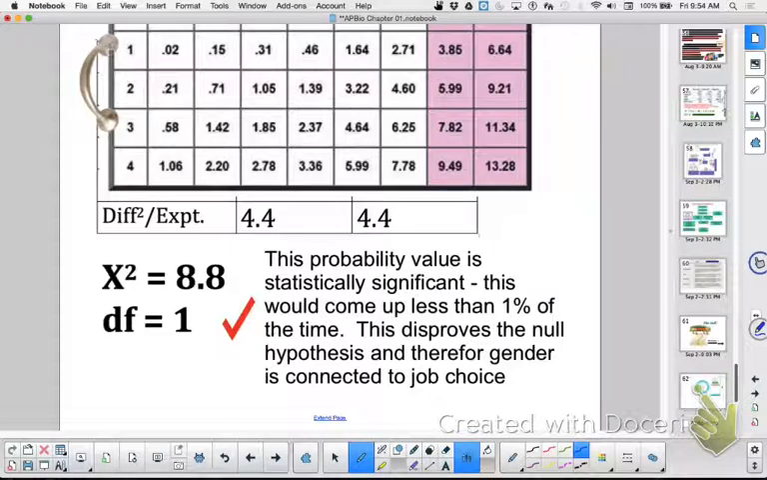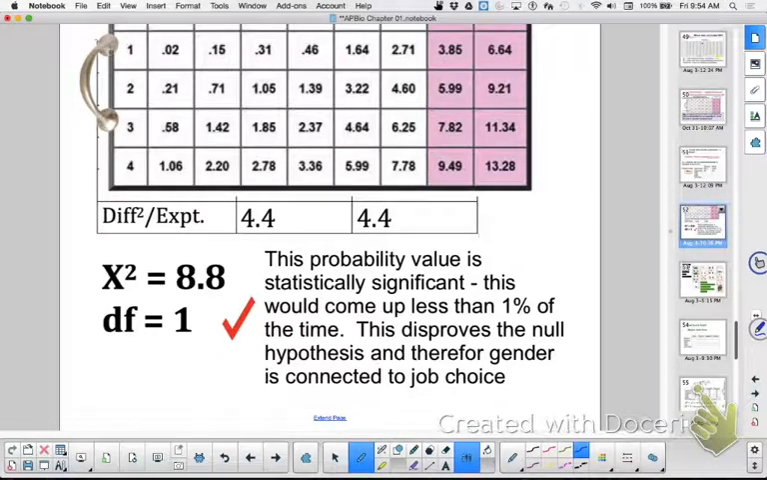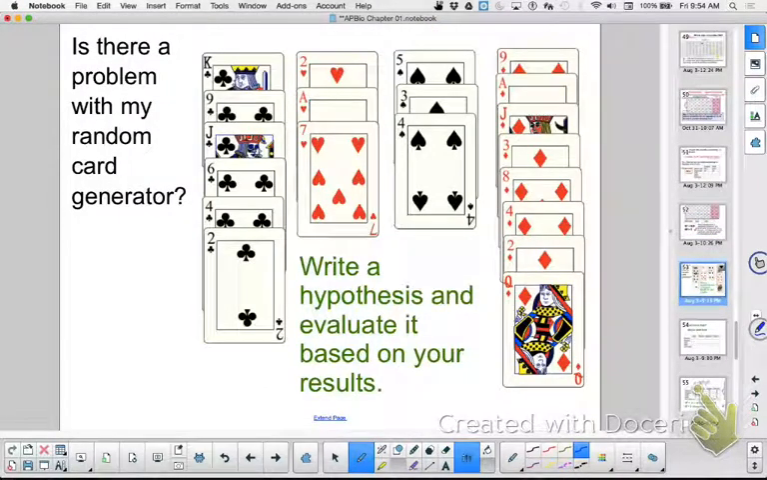Okay, and then I'm going to go ahead and close you down now. I hope that was helpful. I'm going to give you one more thing though. Okay, guys, I'm going to show you one more. We don't have time because I really need to talk to you about the lab now. But you could do this one if you wanted to. Is there a problem with my random card generator? Let's count the numbers and you work it at home and we can talk about it next time.